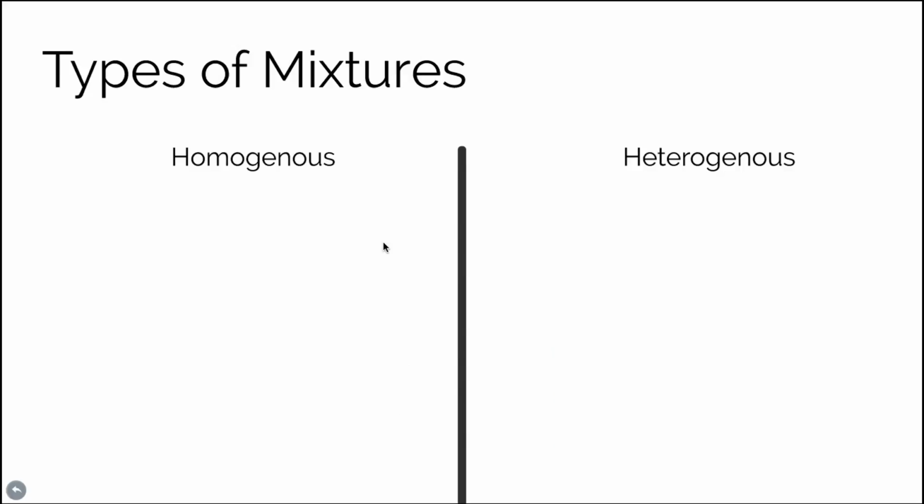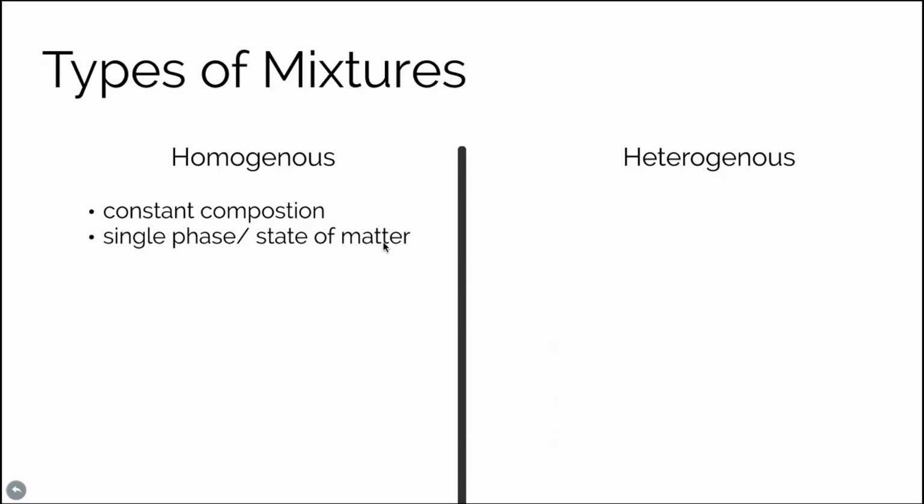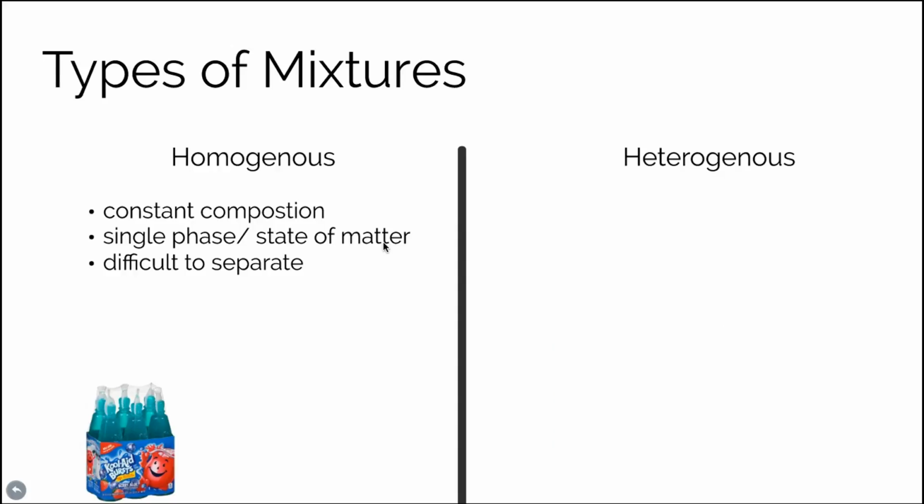Now, the two types of mixtures, we can further classify this, and they will be either a homogeneous mixture or a heterogeneous mixture. So a homogeneous mixture has a constant composition. Another way to say it is that it's a single phase or a single state of matter, and it's very difficult to separate. I know these are all very technical terms. The way to think of a homogeneous mixture is either Kool-Aid or maybe something like salt water.